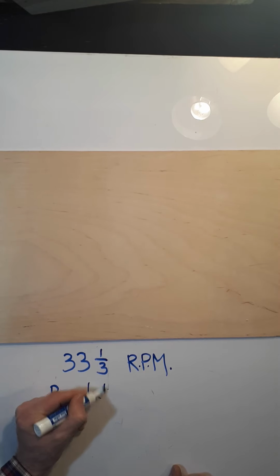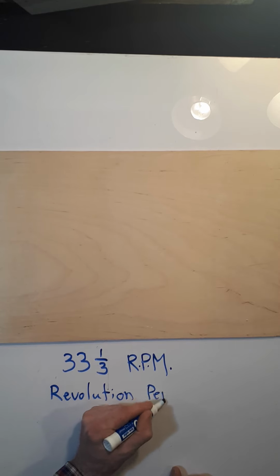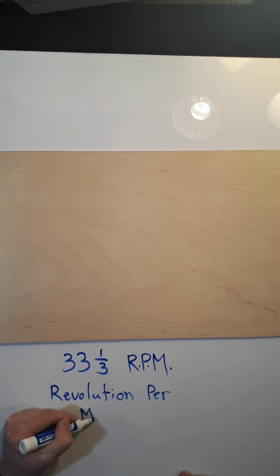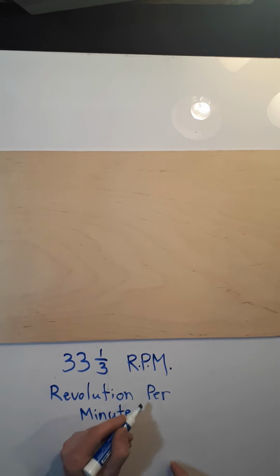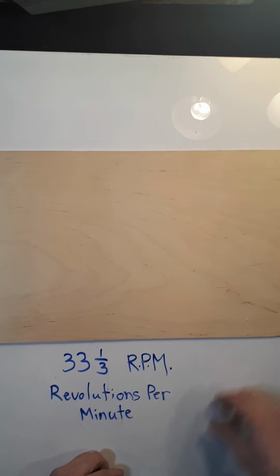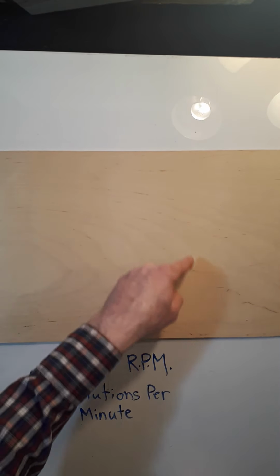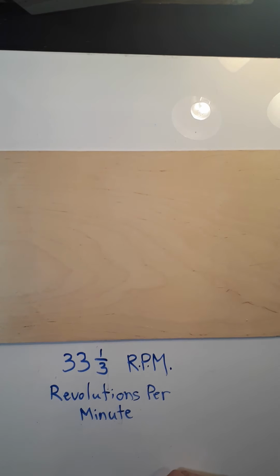revolutions. P is for per, and M is for minute. Oh, revolutions, pardon me. So if we have a record turning at 33 1/3 RPMs, or 33 1/3 revolutions per minute, what that means is that it is turning one complete full turn each minute.